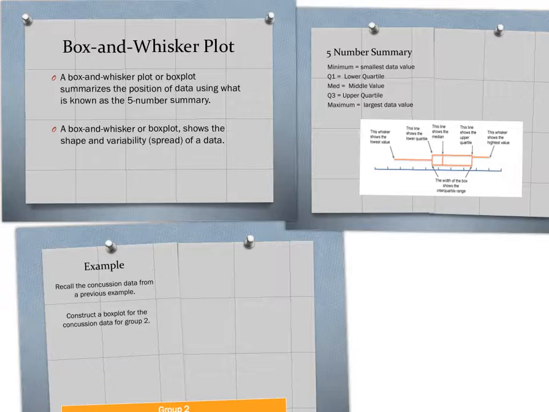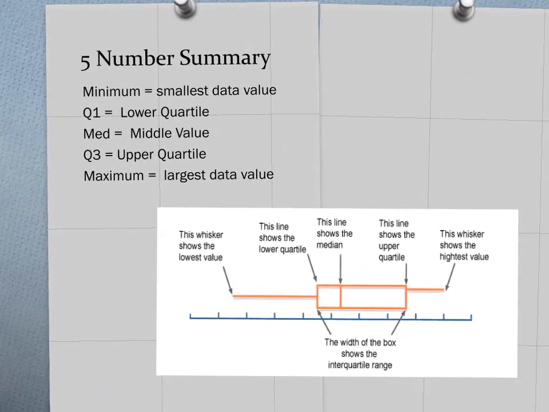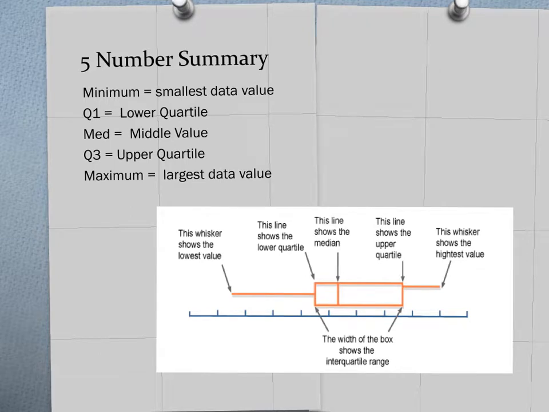So we're going to talk about this thing called the 5-number summary. The 5-number summary consists of the minimum value, which is the smallest data value in the set. It's called a box and whisker plot because you have this box right here, and you have these things called whiskers here. The whiskers are going to show the minimum value and the maximum value. So here, this value is the minimum value, and this value out here will be the maximum value.